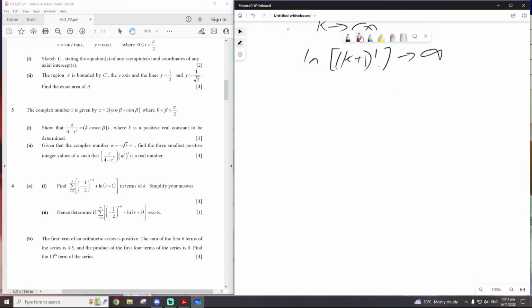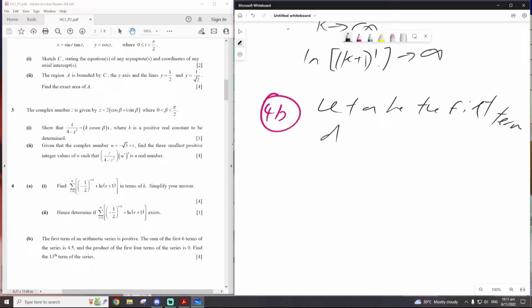Part B. First term of the arithmetic progression is positive. The sum of the first 6 terms is 4.5. The product of the first 4 terms is 0. Okay, so let a be the first term and d the common difference.